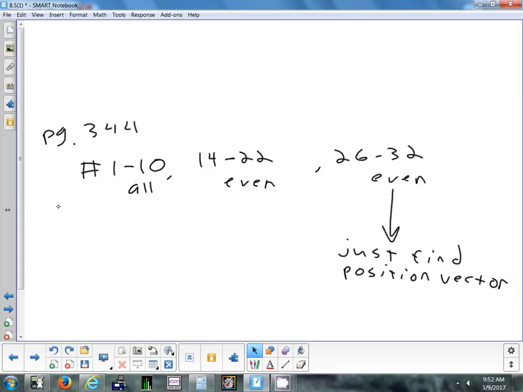Okay, so the homework, remember, it's in the packet. Okay, it's not in the book. Okay, page 344. 1 to 10 all. 14 to 22 just the evens. And 26 to 32 evens. Now on 26 to 32, if you read the directions, you're going to get confused because they're asking you to do something I haven't taught you. On 26 to 32, all I want you to do is find the position vector. That's the last example we just did. They're going to say something about i's and j's.